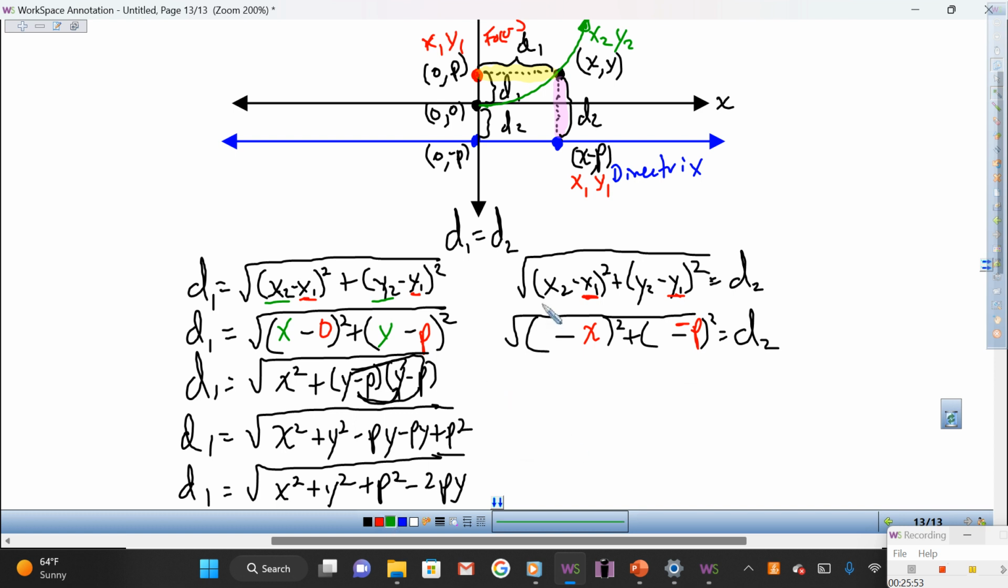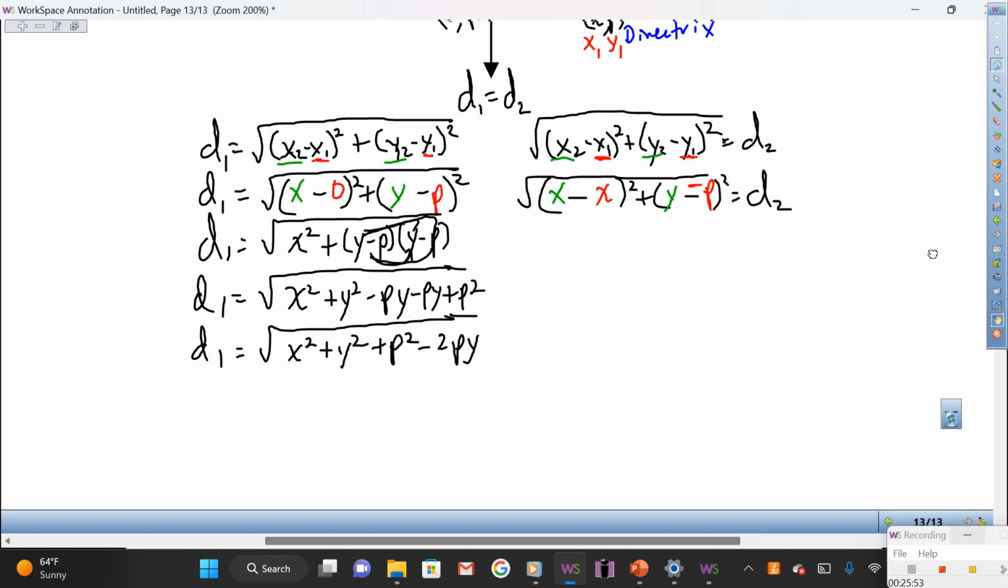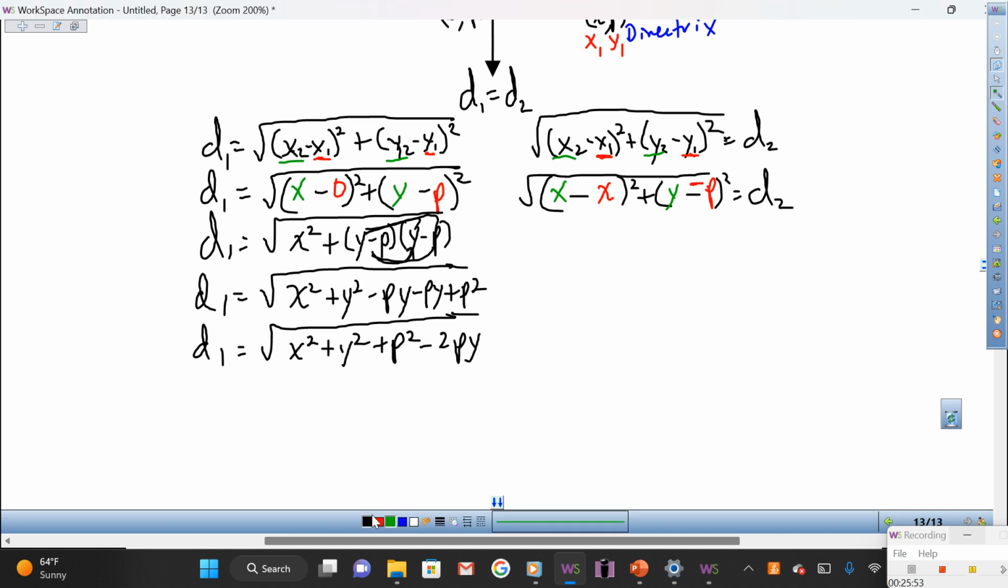Next, I need x sub 2, y sub 2. What is x sub 2 again? X. What is y sub 2? Y. All right. Now that I have that, here we go. Don't copy that yet. Let me just show you really quick. What is x minus x? 0 squared. And then we have plus y minus p squared, which is the same as y plus p times y plus p. Do you agree with that so far?